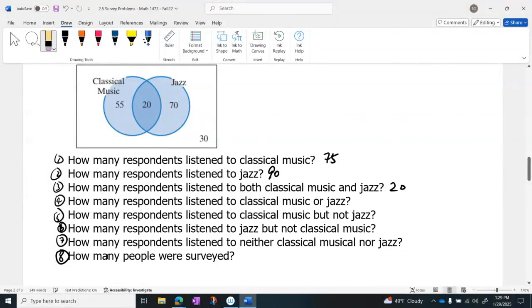Number 4, how many respondents listen to classical or jazz? The logical connectivity is so important. Here is the and, here's the or, but that one word difference will make a huge difference. Classical or jazz. So we are talking about the union of the two sets. And this region represents the union of the two sets, right? 55 plus 20 plus 70, that is 90 plus 55 is 145. I believe you have the 145.